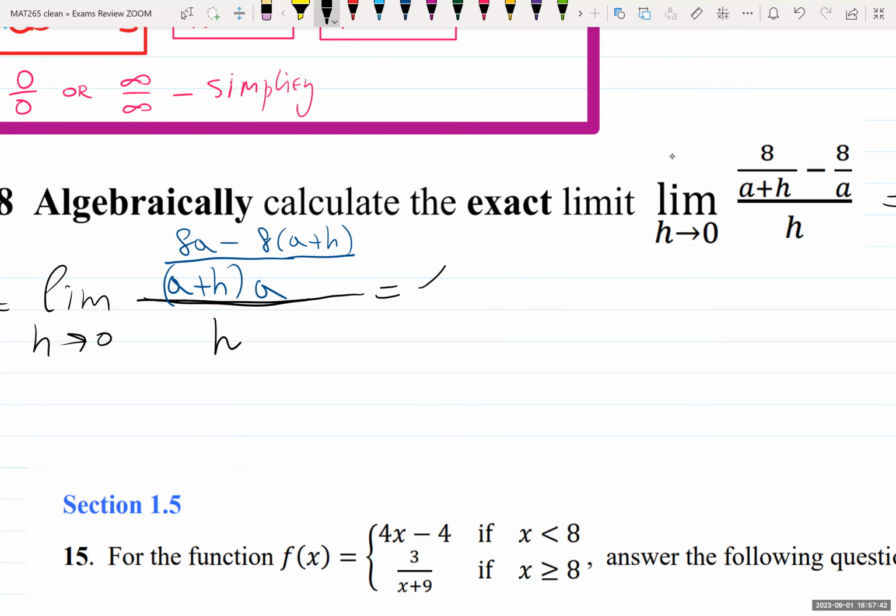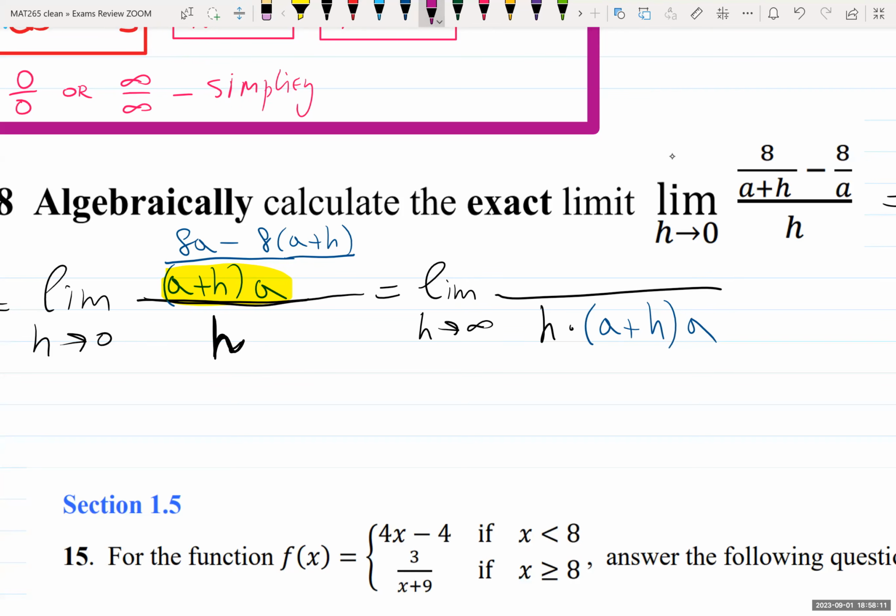And now this is the hardest part for many people. How to figure out fraction over the fraction. This is how you see it. Let's create one fraction. h is in the denominator, so let's keep it there. And then a plus h times a is also in the denominator, so let's put it there. A plus h times a. And everything in the top.